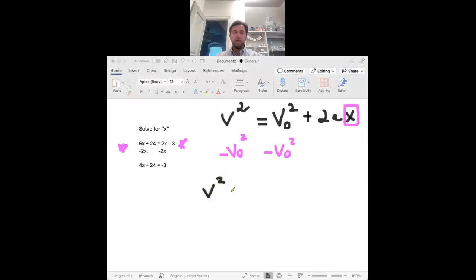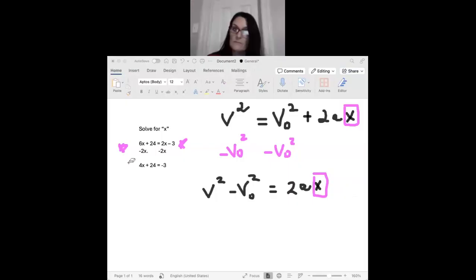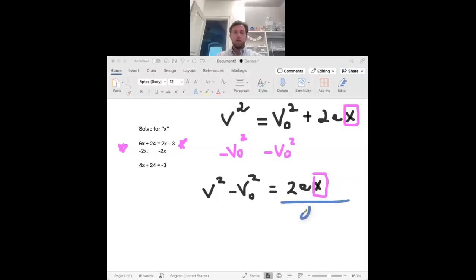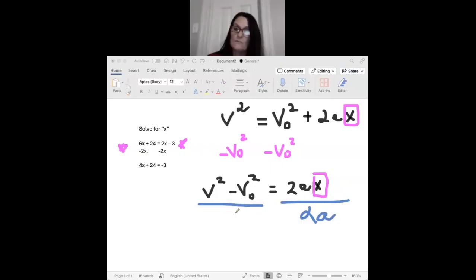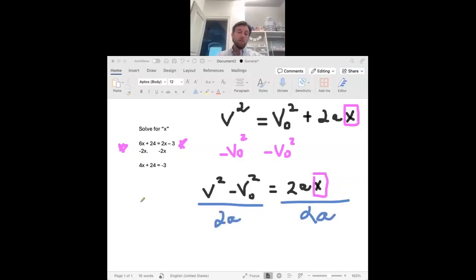So it's v squared minus v naught squared, and then 2ax. Now keep in mind the x is our variable of interest. So now what do we have to get rid of? The 2a. How are we going to do that? What's the opposite operation? Divide. By what? 2a. Exactly. And then you can just go ahead and divide everything over here by 2a, or individually if you wanted. But basically, this becomes the answer.